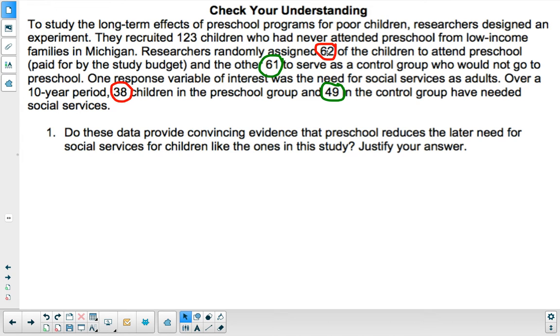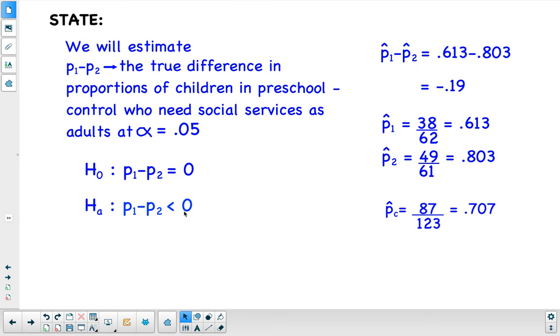So we know we have 49 out of 62 compared to 38 out of 61. So we do have some evidence that the preschool group had less need for social services. Actually, those proportions are pretty close, but we want to see if that's a significant difference. So we will go through the state, plan, execute, and conclude that's necessary for a significance test.